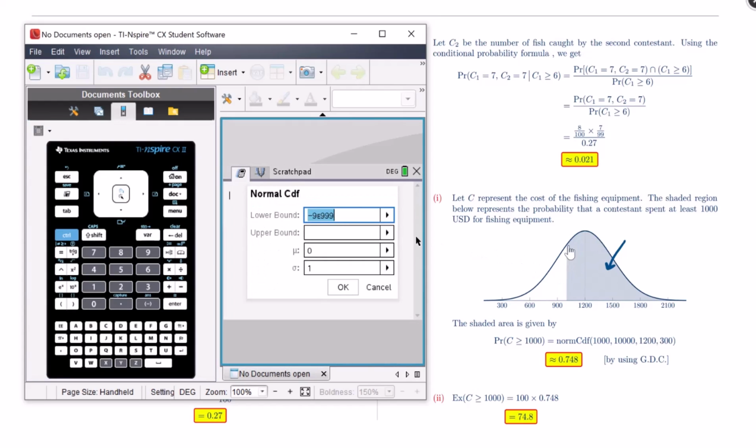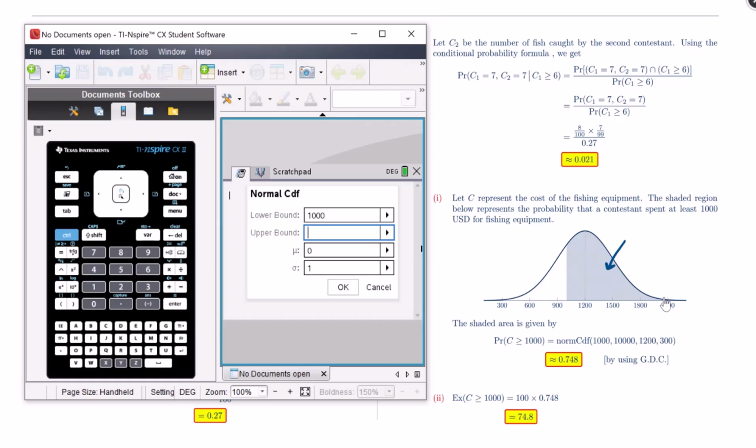The lower bound is going to be the left value. In our case, we're looking at contestants that paid more than 1,000, so the lower bound on the horizontal axis, the left-hand side of the shaded region, is 1,000. The upper bound, we don't actually know. I could use, say, 2,100, but it's always safe to just use a really, really big value. Or if we weren't sure on the minimum side, a really, really small value, for example, 0, because you can't really buy fishing equipment for less than 0.